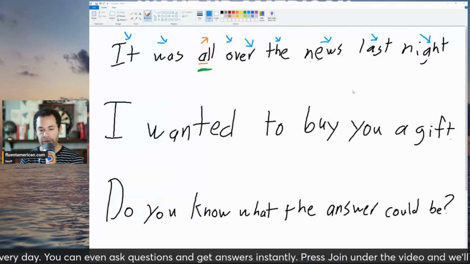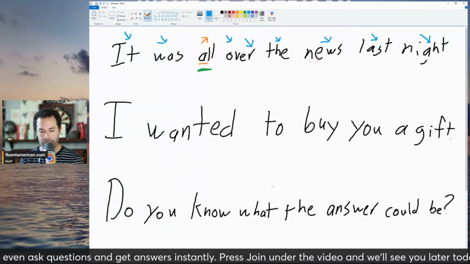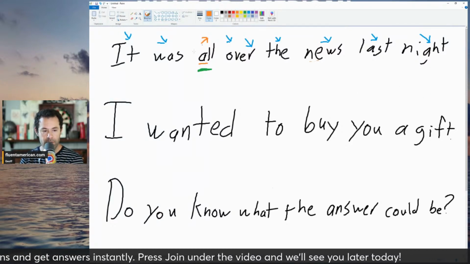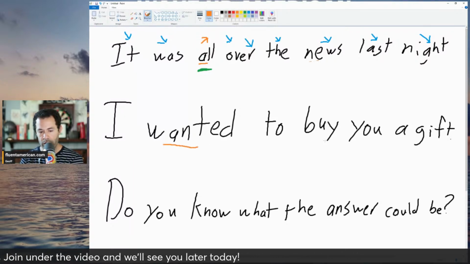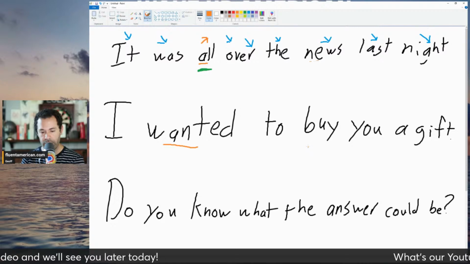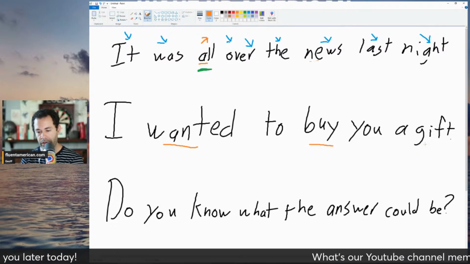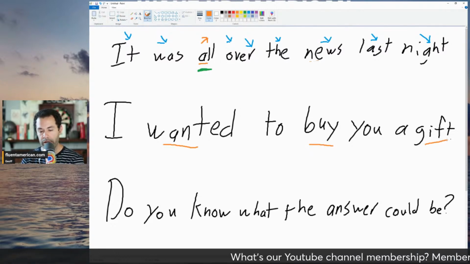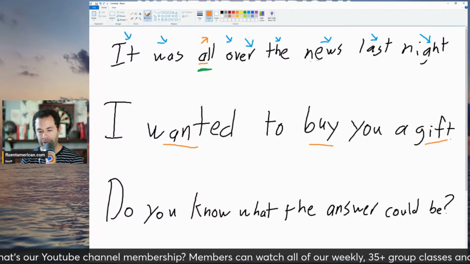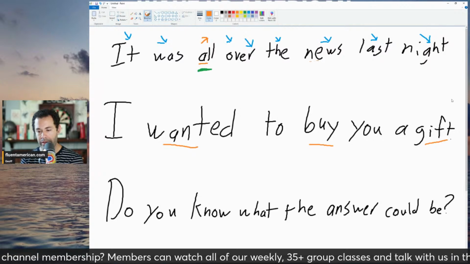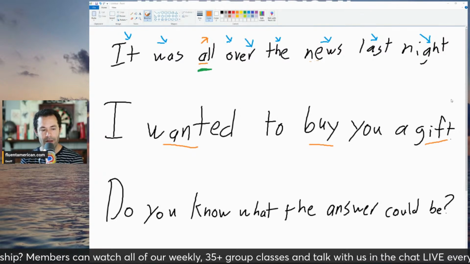Let's take a look at how this would impact the second sentence. Let's say I want to stress wanted in our next sentence. I want to stress buy, and I want to stress a gift. Like I wanted to buy you a gift. So like I'm basically stressing almost every other word. I wanted to buy you a gift.